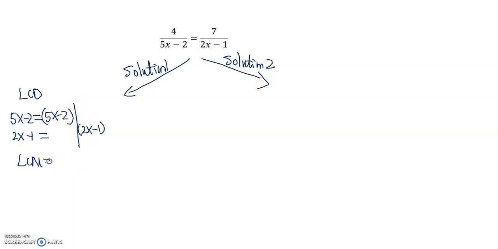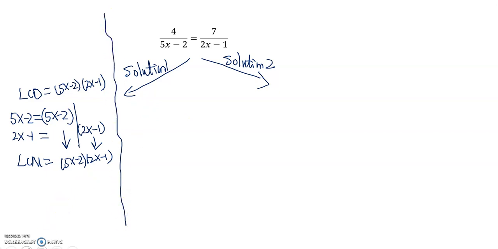And then we bring down 1 from each column and then multiply them. That will give us the least common multiple, which is the least common denominator here. So you can see the least common denominator is just the product of these two denominators. Okay, after we found the least common denominator, we're going to multiply both sides by it. So I'm going to take 5x minus 2 times 2x minus 1. This time the least common denominator is sort of long, and times the left-hand side.